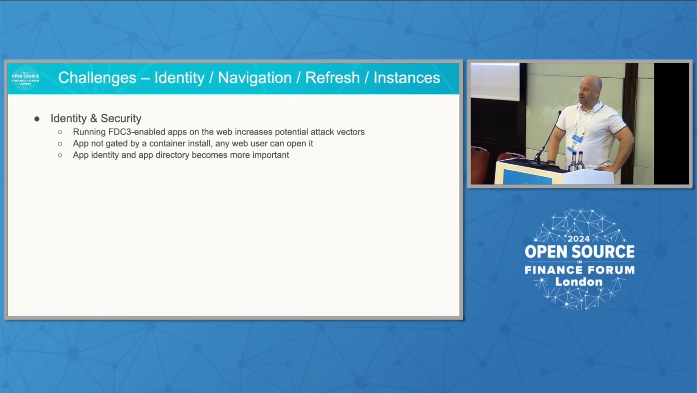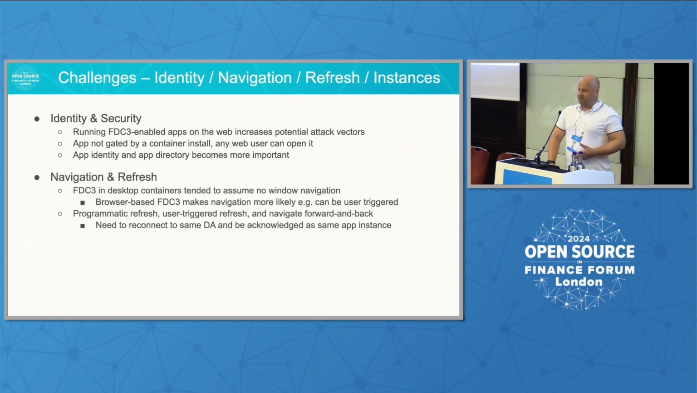The next challenge is around identity. Now, running FDC3-enabled apps on the web definitely does increase the potential attack vectors. That's something we need to be mindful of. And this means that app identity and the app directory becomes even more important. In terms of navigation, desktop containers traditionally tended to assume this didn't happen.